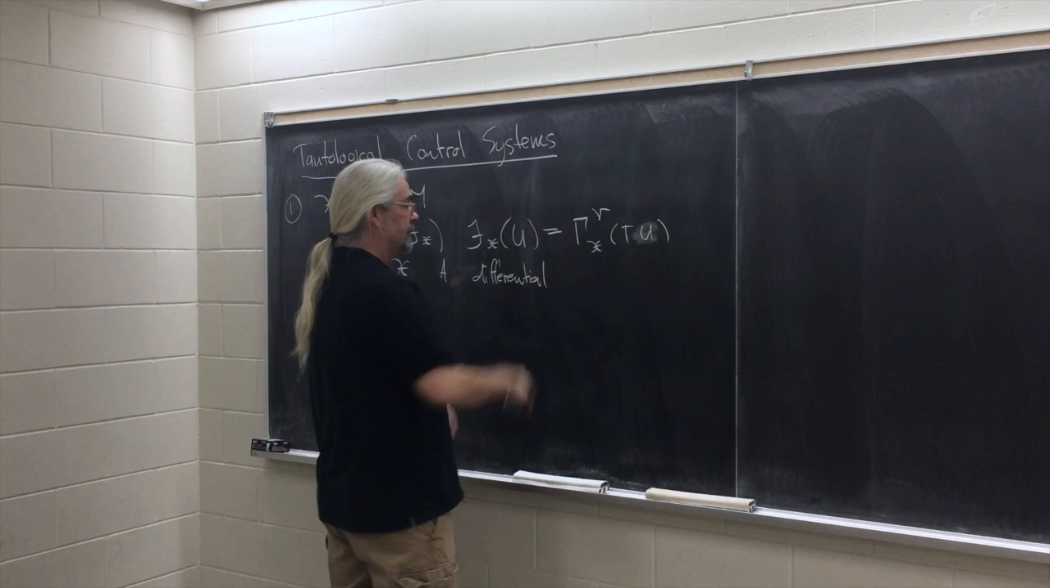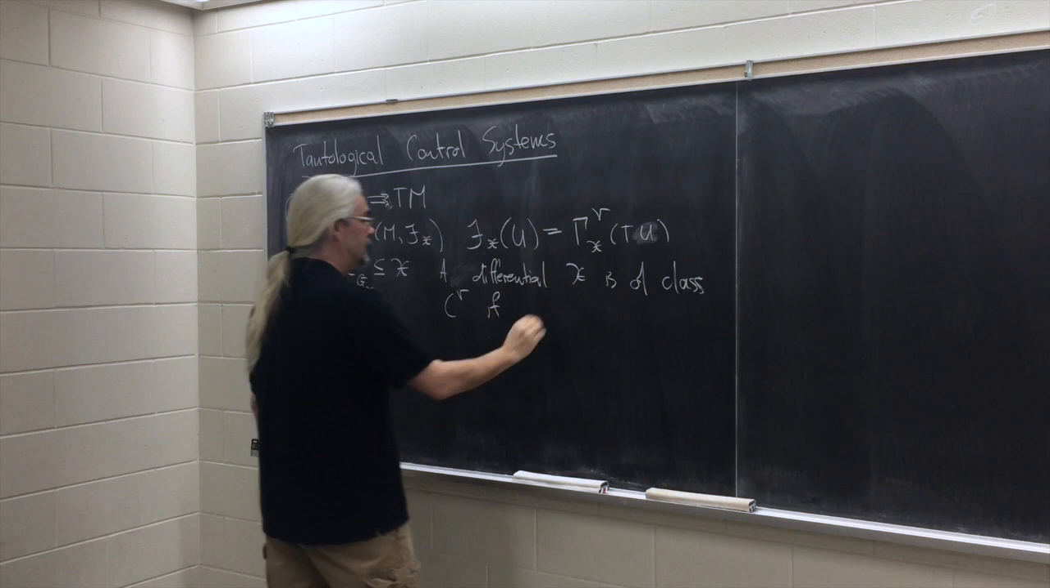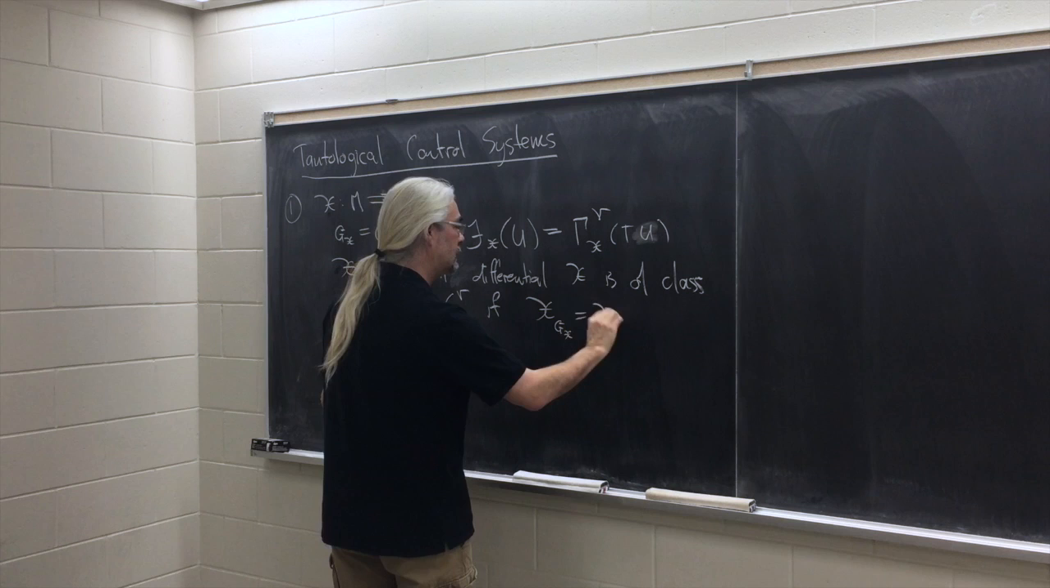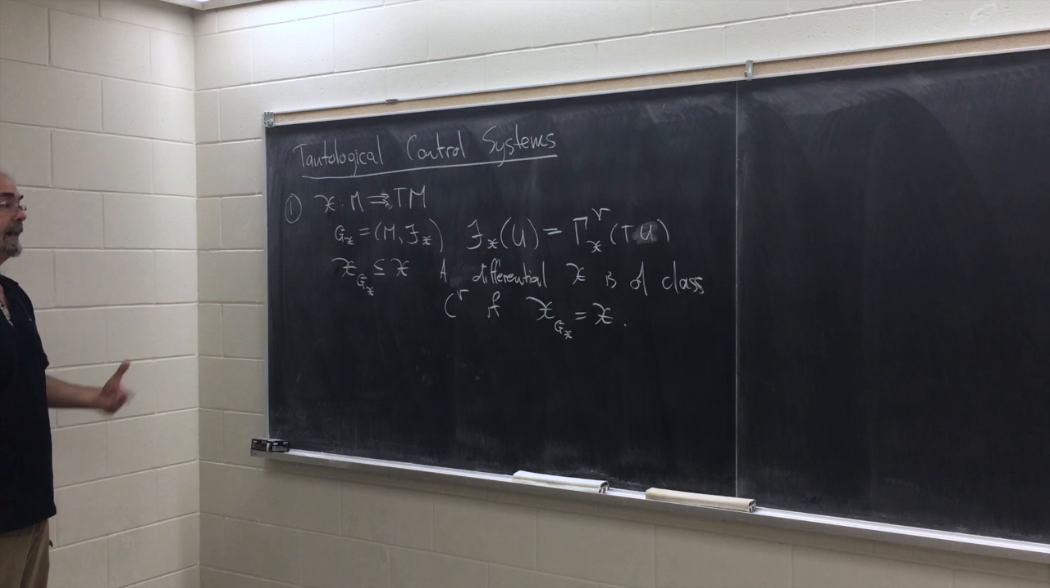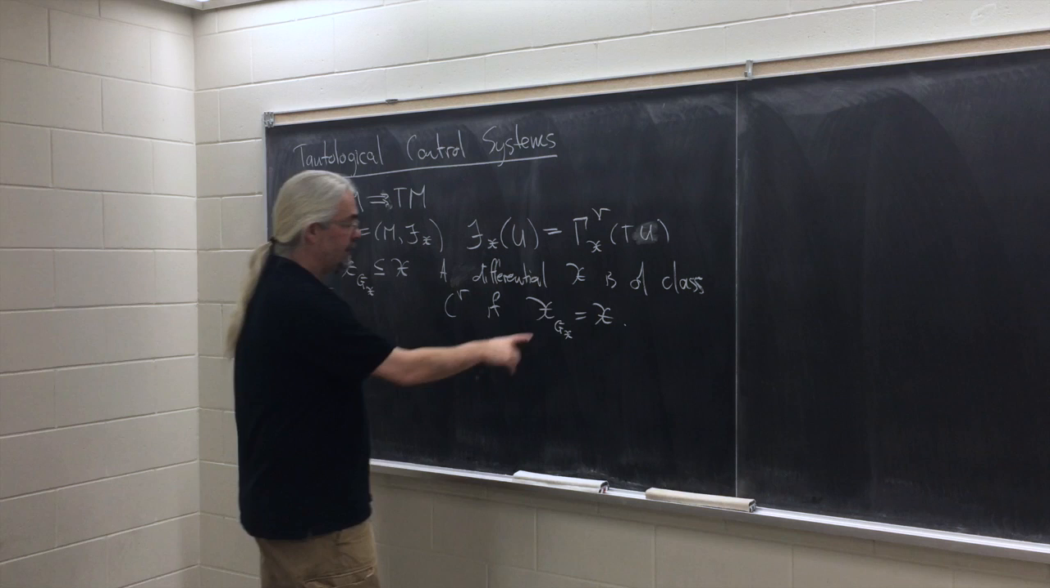And so I would say that a differential inclusion, X, is of class C nu if this relationship holds. That gives you a way of assigning some regularity to a differential inclusion by talking about the vector fields that take values in the differential inclusion. The whole point is that if you're talking about a differential inclusion with this property, you could just as well be talking about that.